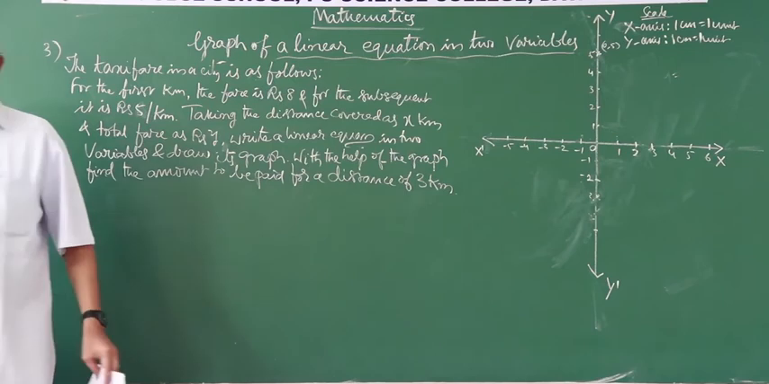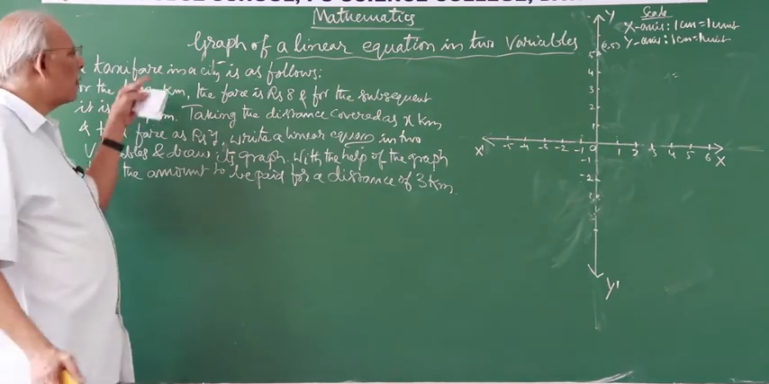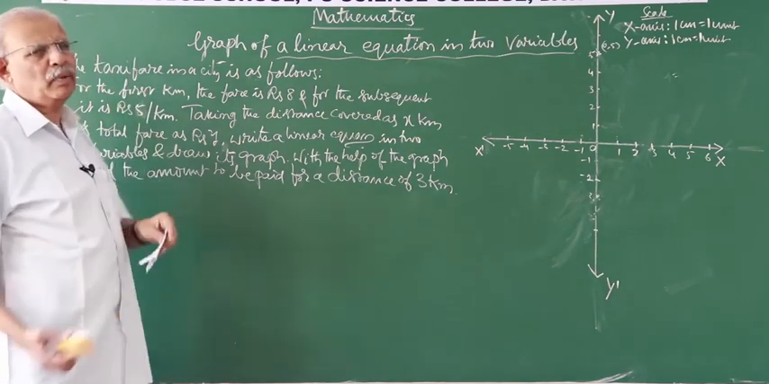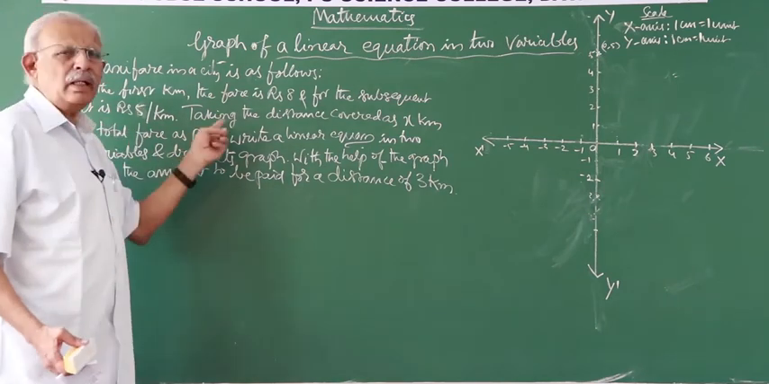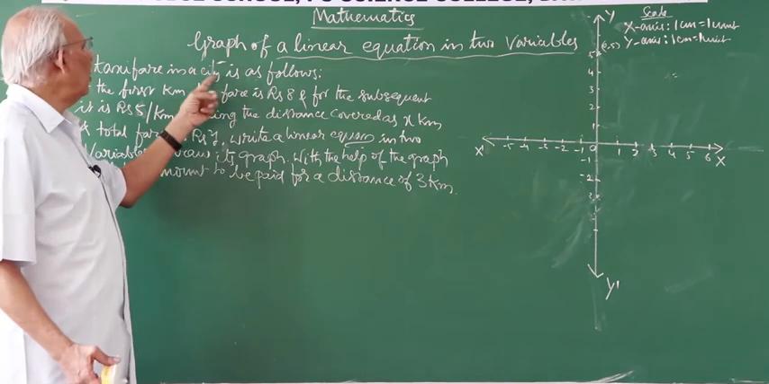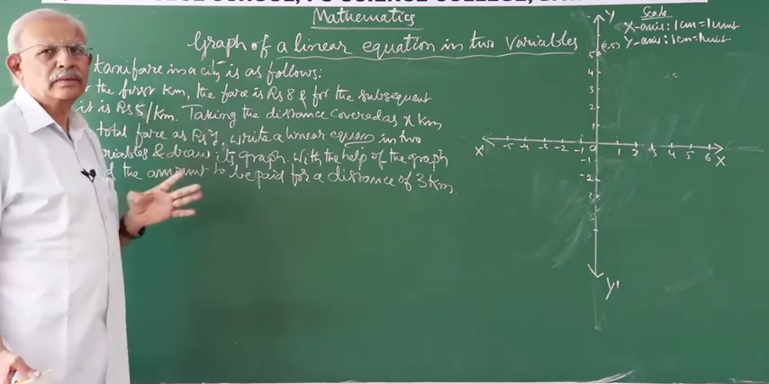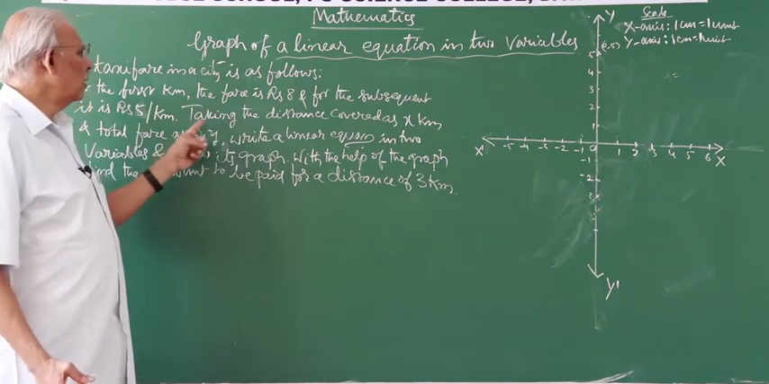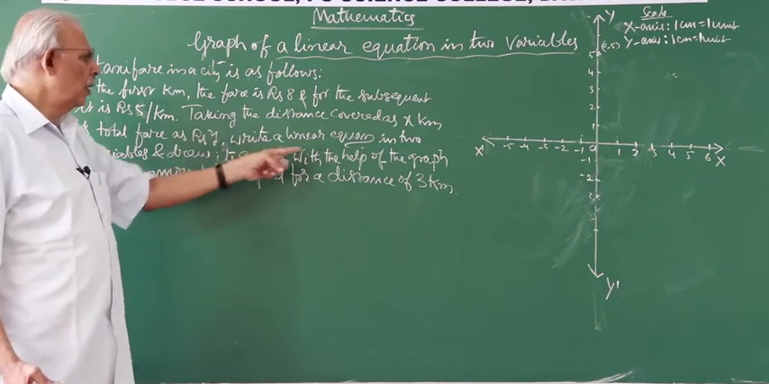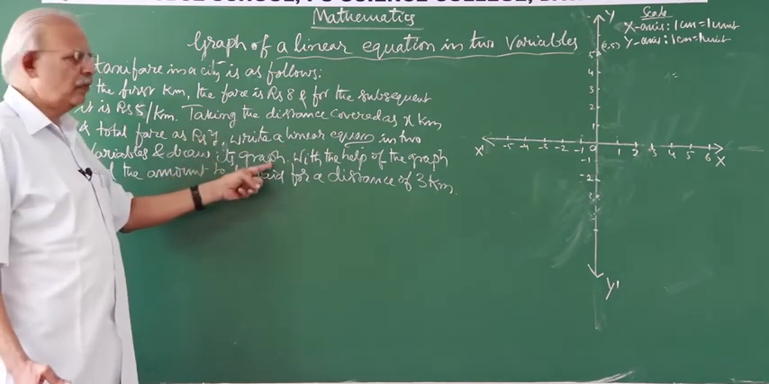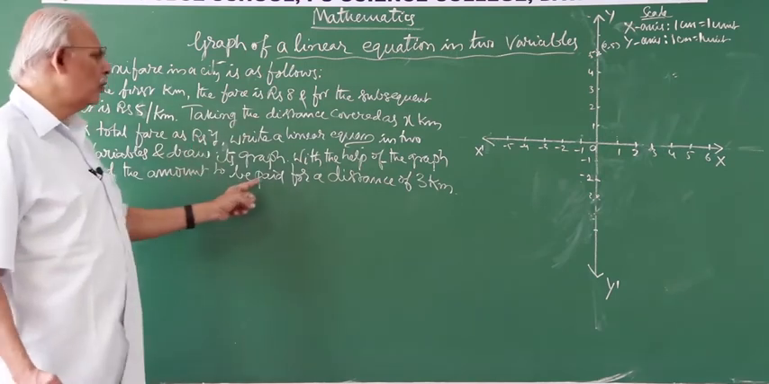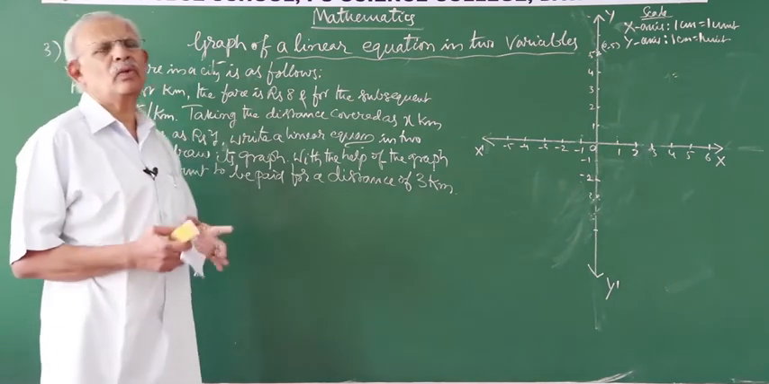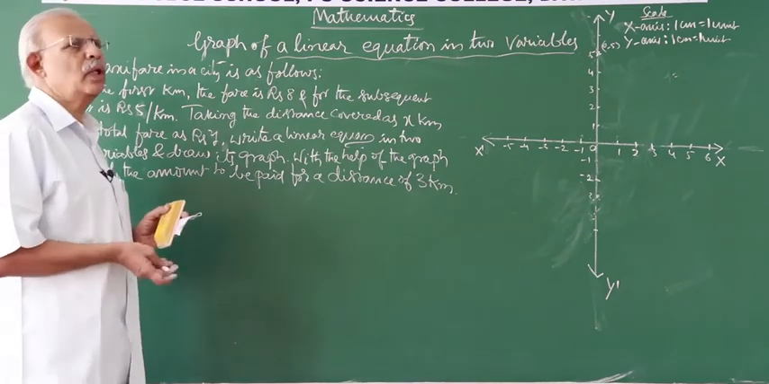Now look here. You have to study the problem. Equation is not given. With the help of the data given, you have to form the equation. And then, look here, you have to draw the graph of it, and with the help of graph, you have to find the amount to be paid for a distance of 3 kilometers. This is what you have to do.